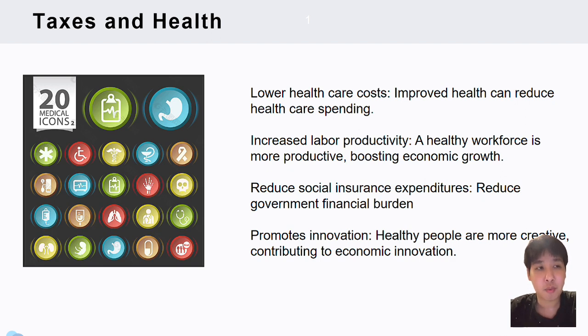The last one is promoting innovation. Healthy people are generally more creative and innovative. Improved health may help increase people's potential to innovate, leading to more growth opportunities for the economy. In summary, tax policies that improve people's health have potential long-term economic benefits, yet governments need to clarify, formulate, and implement this policy to maximize this potential benefit.